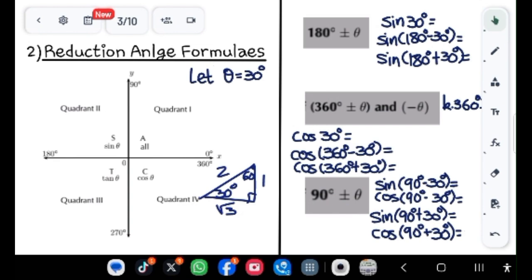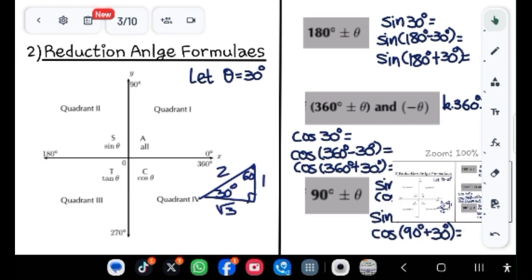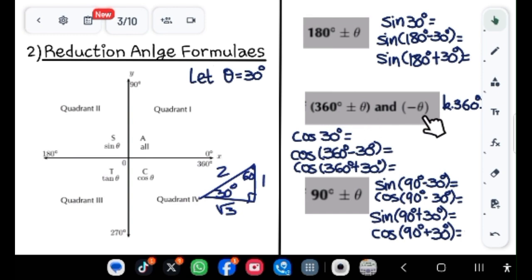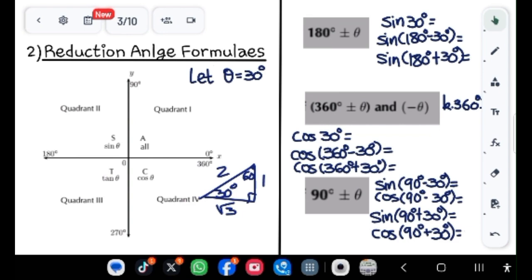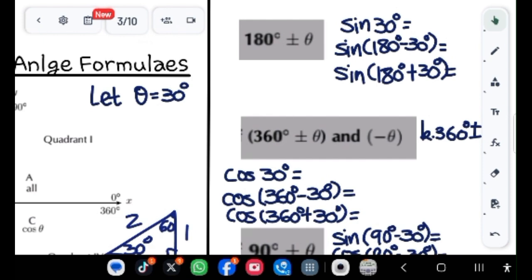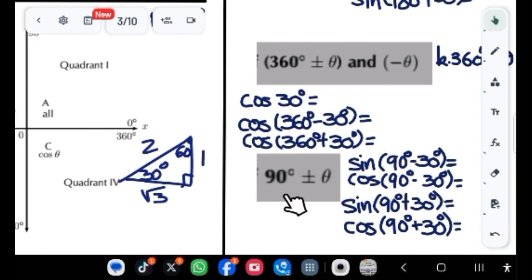Now let's look at an example. 180 degrees plus or minus theta, 360 plus or minus theta, and minus theta: these just change sign depending on where they land and whether the trigonometric ratio in that quadrant is positive or negative. They don't change the trigonometric ratio. The second part though, 90 degrees plus or minus theta, changes into the cofunction.